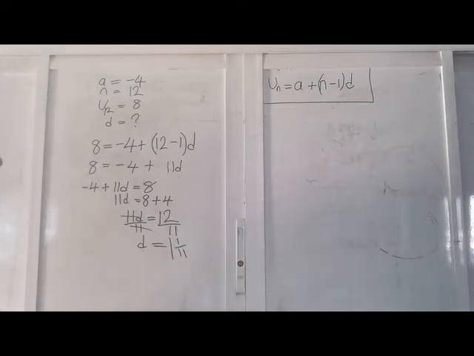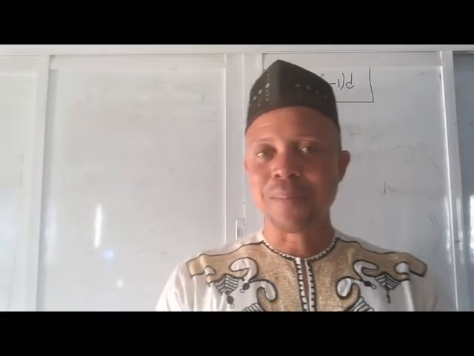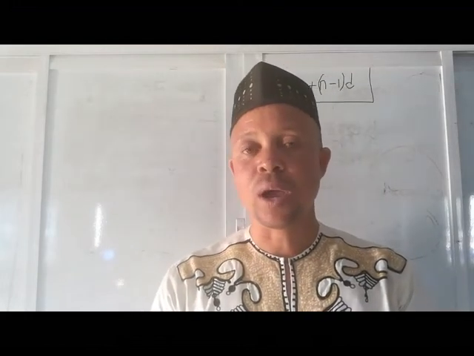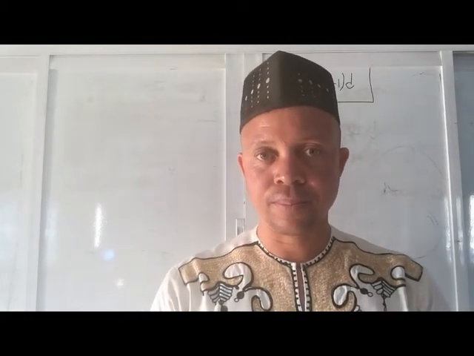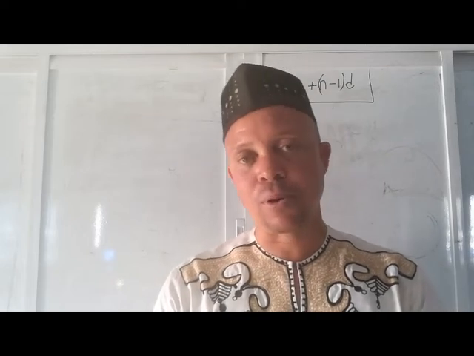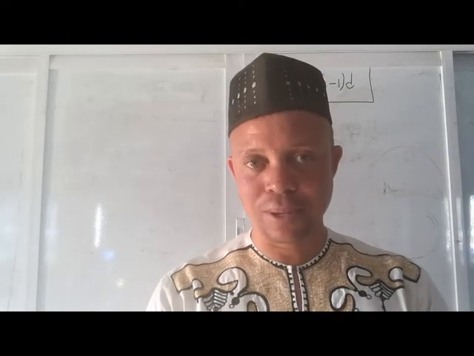Let's progress to another question. The 5th term of an AP is 9, and the 8th term is 27. Find the 31st term. Do you still remember our simultaneous equation? We are going to use it to solve this problem. As you can see, there are so many unknowns in the problem, so we need a simultaneous equation to solve it.